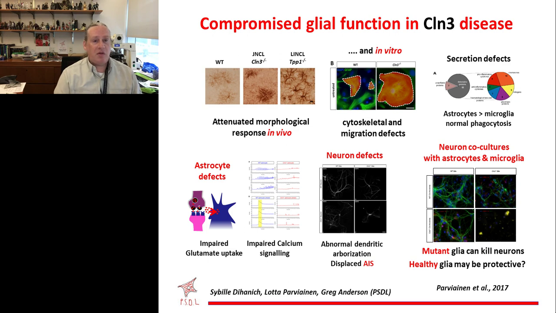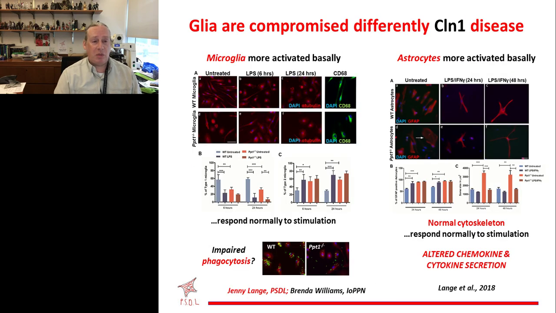So armed with that information, we then conducted very similar experiments in CLN1 disease, perhaps foolishly thinking we might find something very similar. But in actual fact, we found quite a different story. What we found was that microglia in CLN1 disease were actually far more activated even before we stimulated them. But when we did, they responded perfectly normally, which is quite unlike CLN3.